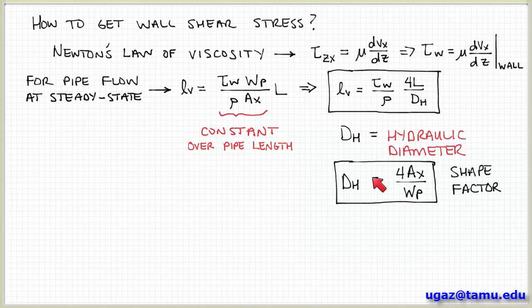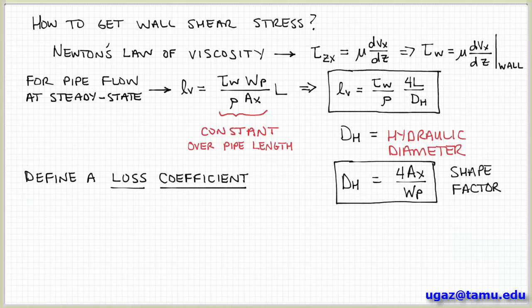And so we just basically substituted dh over 4 for this ratio ax over wp. So this is basically a shape factor. So this is important because it allows us to consider any pipe shape. It doesn't have to be a circular pipe. It can be, but it doesn't have to be. As long as we know what the cross-sectional area is and its perimeter, then we can determine the viscous losses for that. So it's not specific to a particular shape or geometry of the pipe. So that's an important consideration.